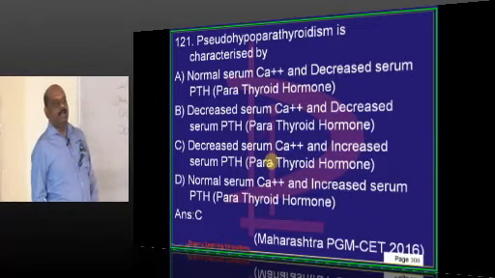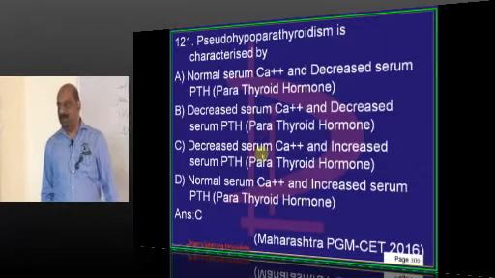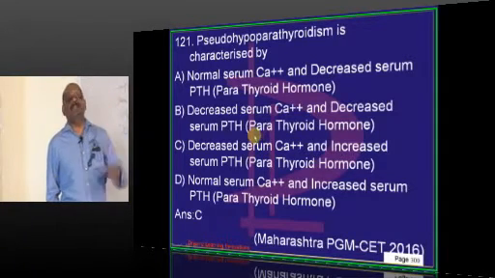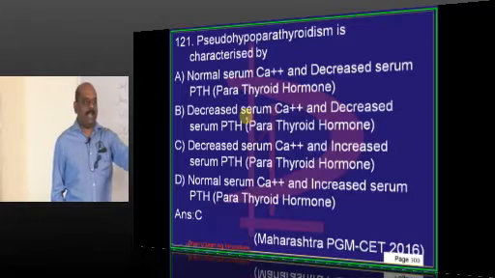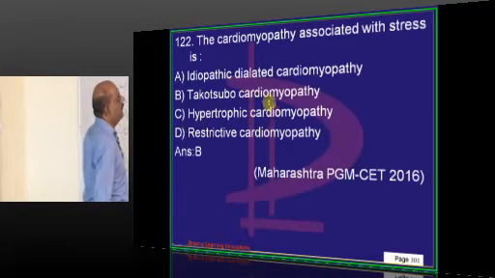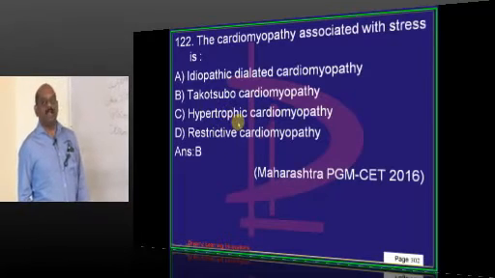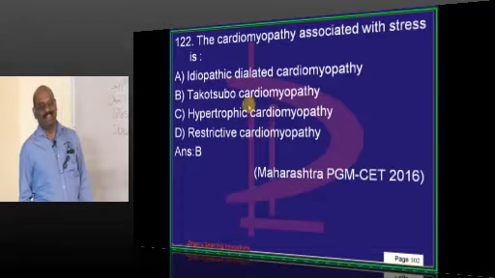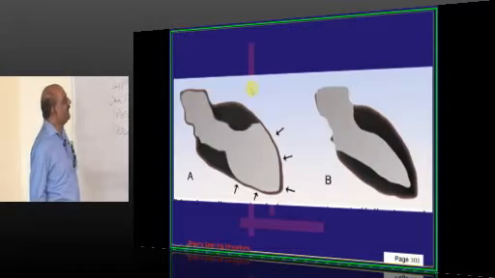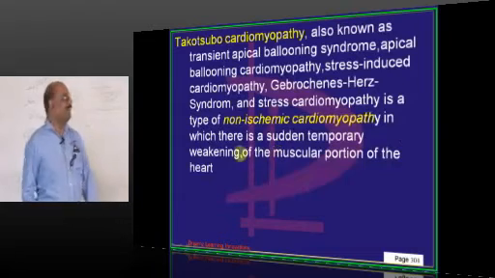Pseudohypoparathyroidism means what? Fundamentally, there is a receptor level resistance to the action of parathormone. Parathormone levels are elevated, and since it is not acting, it leads to hypocalcemia. Cardiomyopathy with stress is called Takotsubo cardiomyopathy. Right? So, what is this cardiomyopathy?